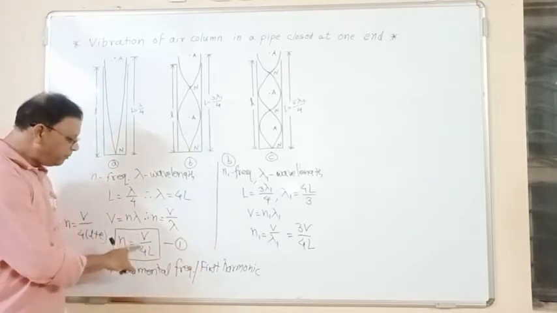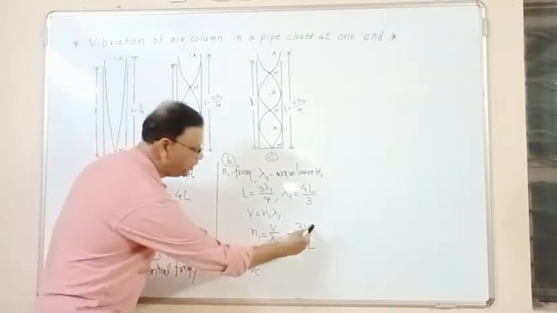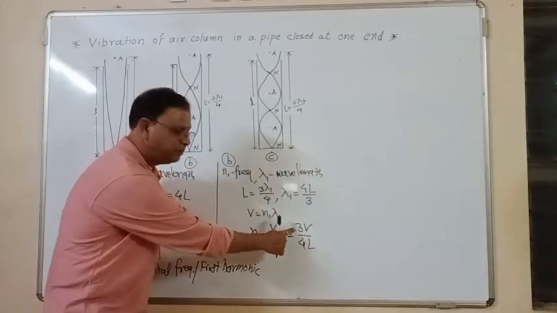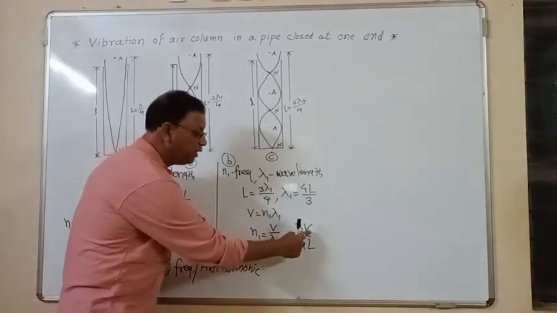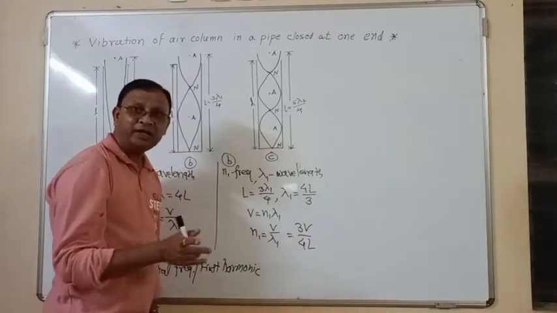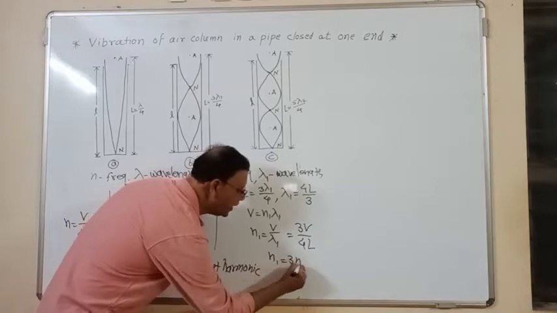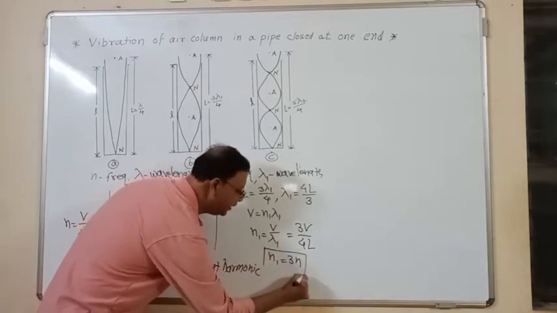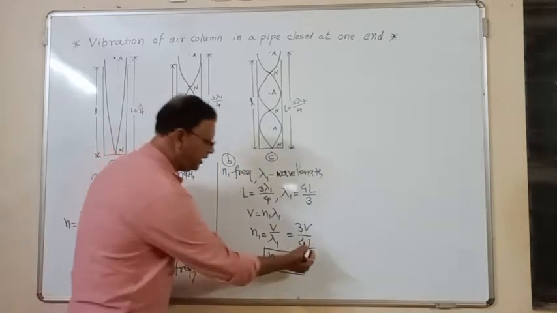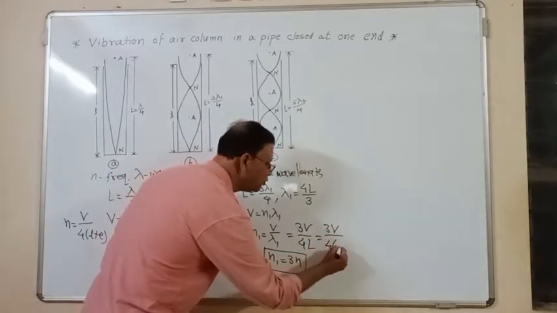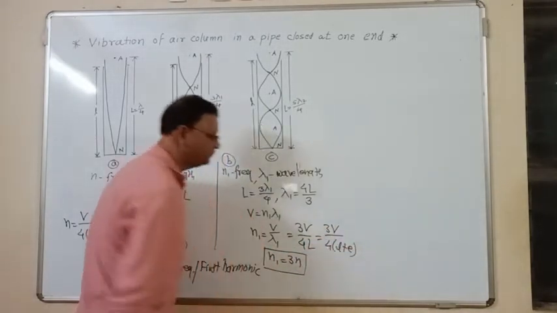Now here V by 4L is N, and 3 is extra, 3 times V by 4L. V by 4L is N. So N1 is equal to 3N. In terms of end correction, we can write this as 3V divided by 4 into small l plus E.